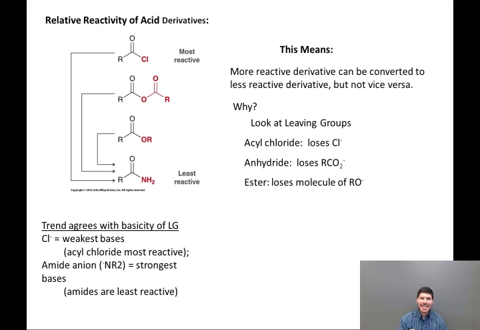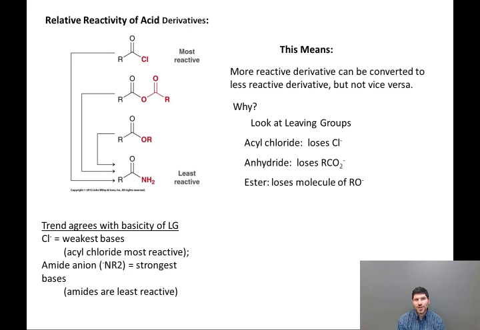And the amide ion, this is one of those unfortunate moments in chemistry where the five-letter word AMIDE means two different things. One is the conjugate base of an amine, and the other is the functional group that we are considering here. Both of those words, unfortunately, come into this definition. But the amide anion, NR2-, is a very strong base. Therefore, amides are the least reactive.